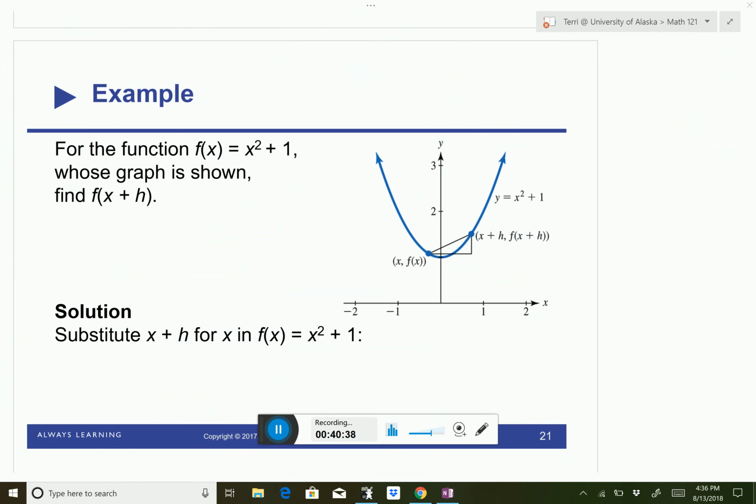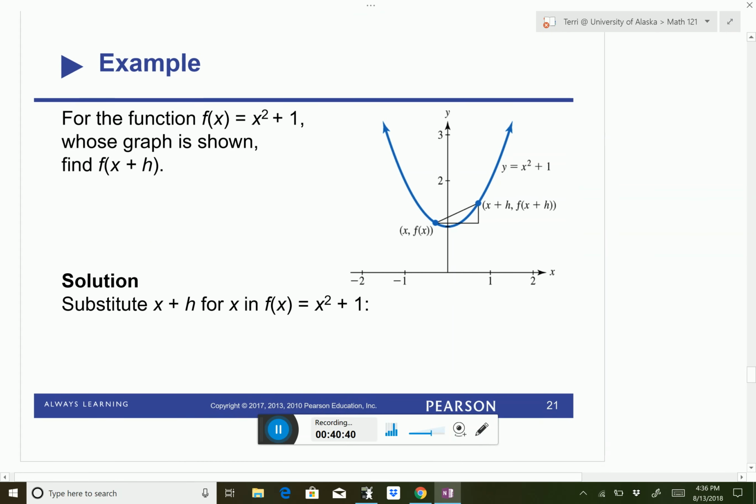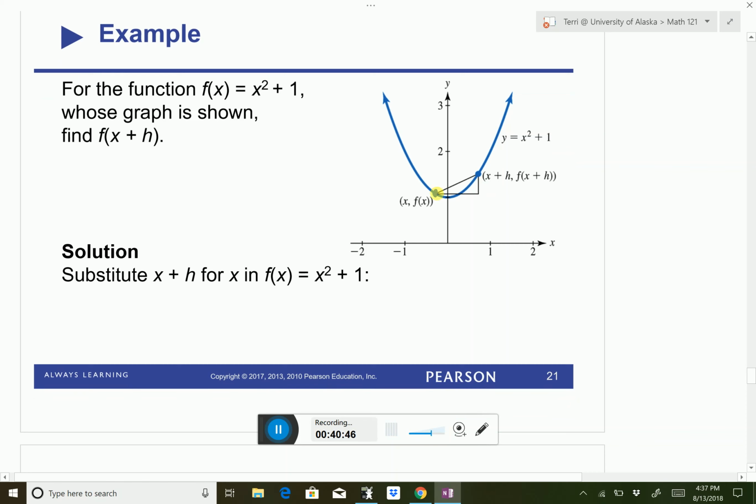So let's look at this next example. This is x squared plus 1, so it's just moved up a little bit. So let's say somewhere I just pick an x. I don't care where. It looks like negative 1/2 or something. I just picked an x. Okay? So I want to go over h units. So this point right here is x plus h.